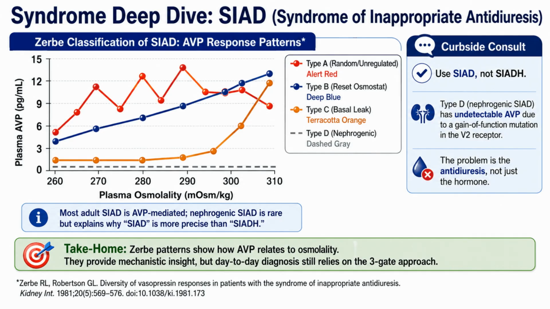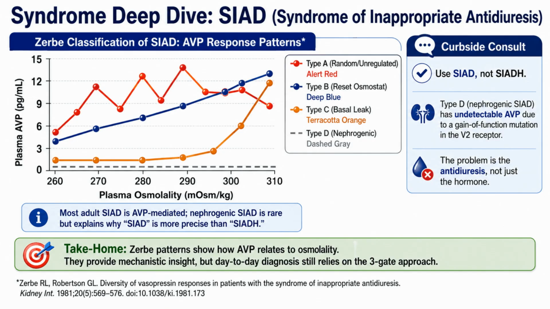The old Zerbe classification is useful because it reminds us that SIAD is heterogeneous. Some patients have unregulated AVP release. Some have a reset osmostat. Some have a basal leak. Some have nephrogenic receptor activation. The clinical message is practical. Do not order AVP levels to diagnose routine SIAD. Use the 3-gate approach. Exclude mimics, identify the trigger, and reassess as the clinical situation evolves.